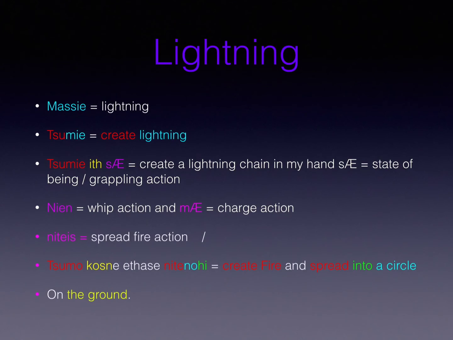It just has these little words I like to call action words. And first up, you got sai, tsumiye sai. Sai means grappling action. So with it, you can create a lightning chain to throw at your opponent and grab them, kind of like a scorpion, pretty much.